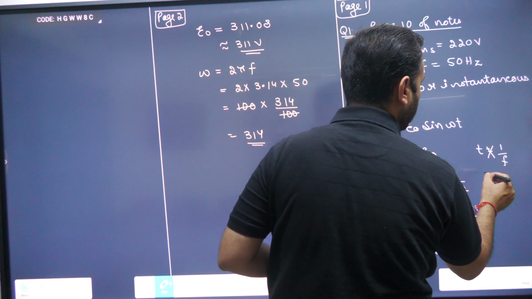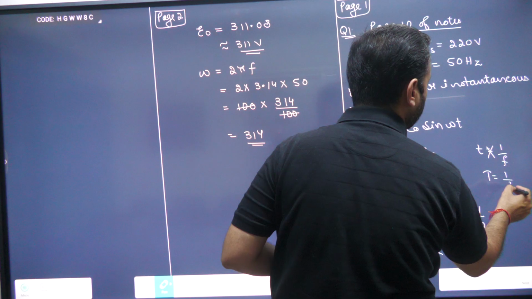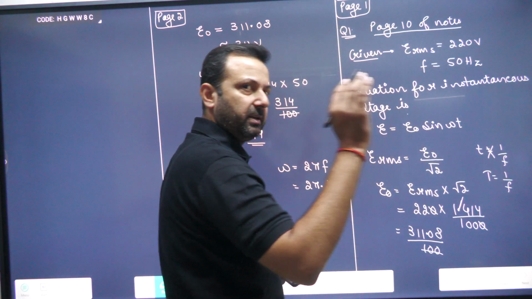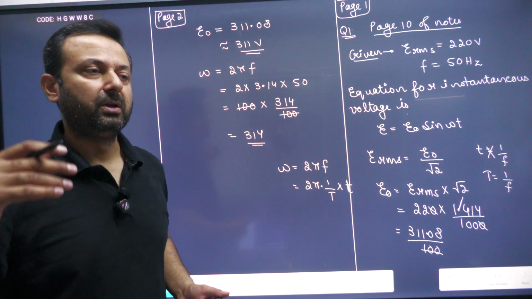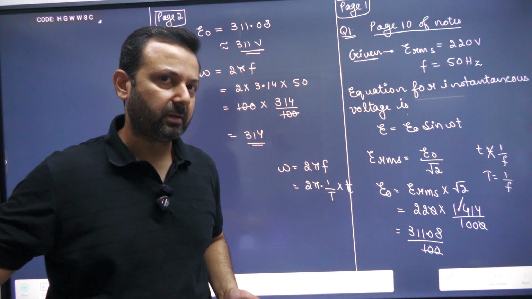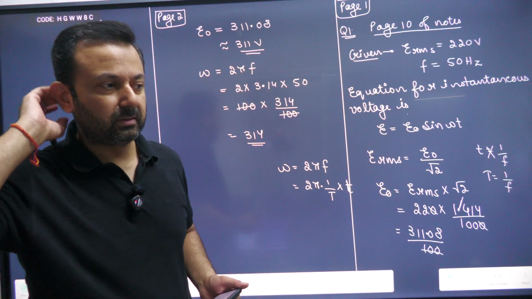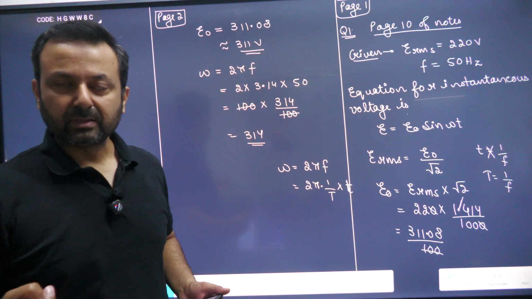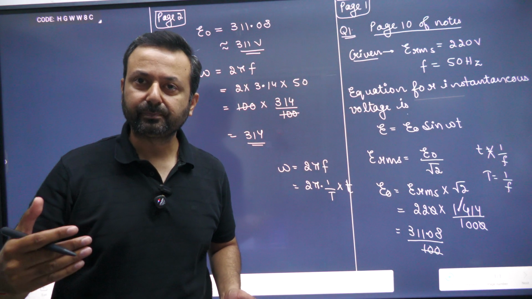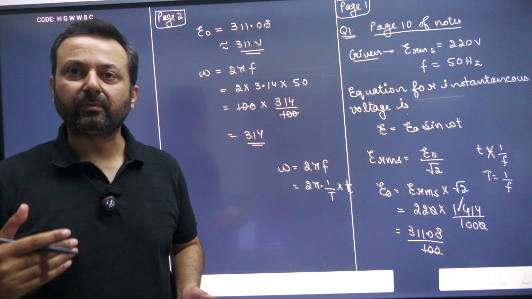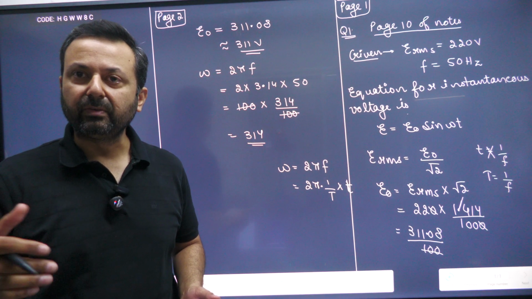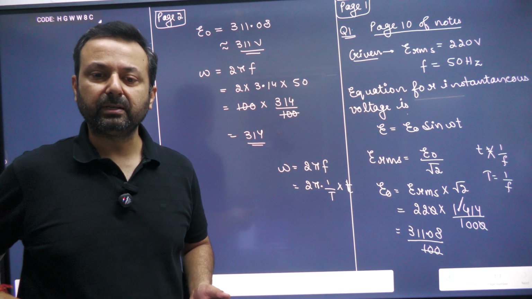This is not equal to 1 upon f. Capital T is equal to 1 upon f. Small t can take any value. Small t can have any value: 1, 2, 3, 4, 5, 6, any value. And capital T means the time period after which an AC wave repeats itself. Is that clear?